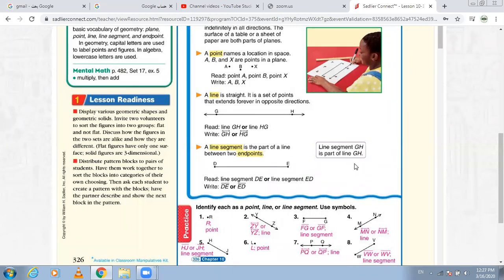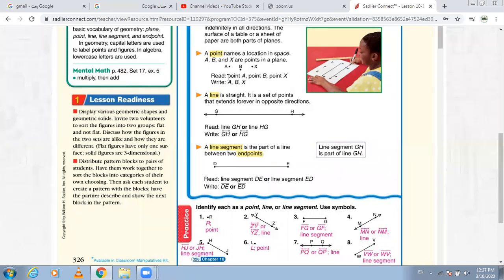In the first, we will talk about point. What is the meaning of point? It names a location in space. Look at this, like a dot. If you see a letter beside a point or dot, that means point.